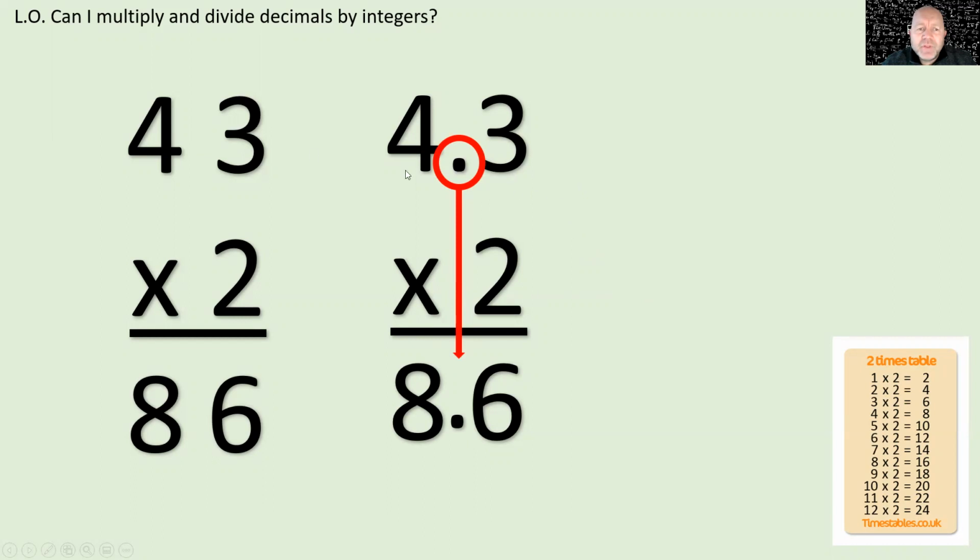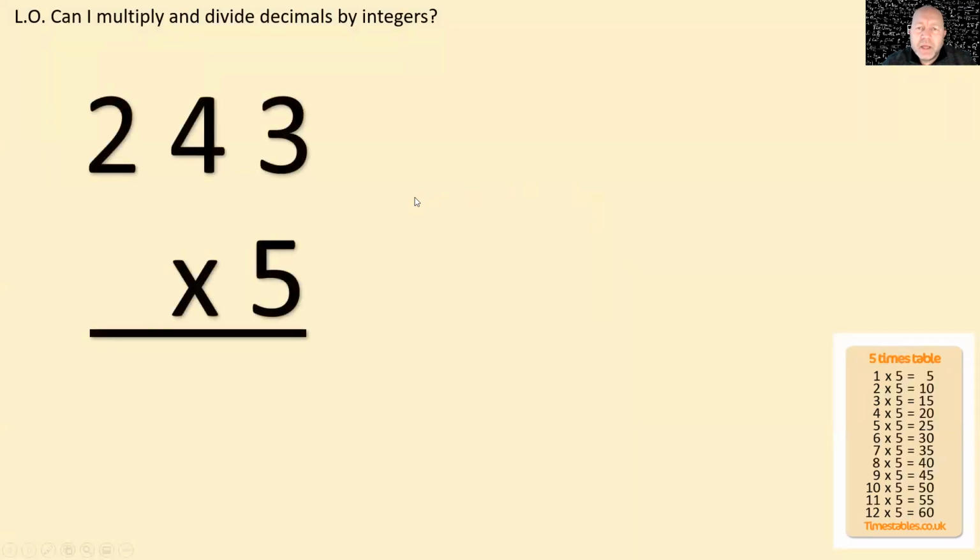Everything is the same about these two calculations, with the exception of the decimal point, which, as long as everything is lined up, just tracks down into the answer. Straightforward as that. Okay, let's look at a slightly bigger example. Here we have 243 multiplied by 5. 5 times table here, just to remind you if you're not sure. These are things you should be learning, but we start here in the ones column. 5 lots of 3 is 15.